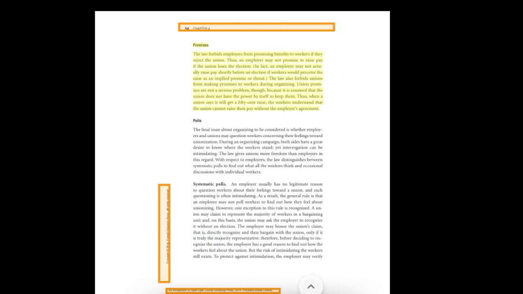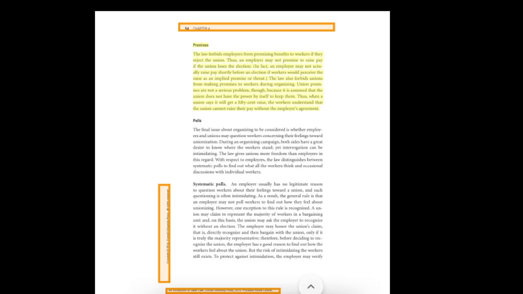Promises. The law forbids employers from promising benefits to workers if they reject the union. Thus, an employer may not promise to raise pay if the union loses the election. In fact, an employer may not actually raise pay shortly before an election if workers would perceive the raise as an implied promise or threat.